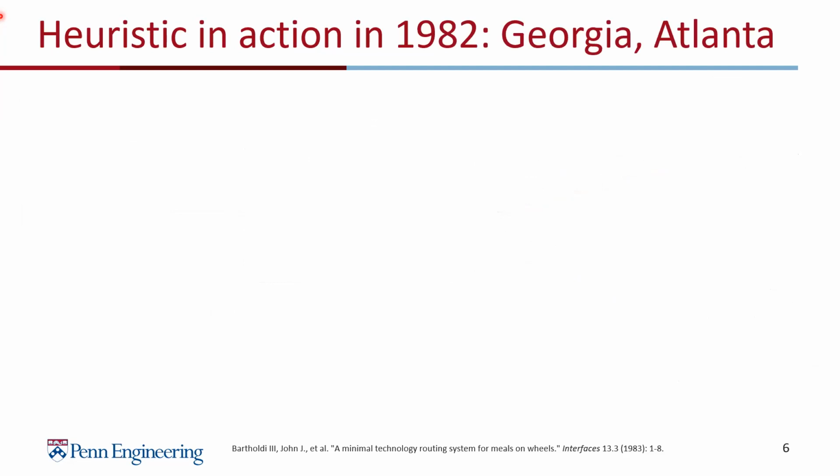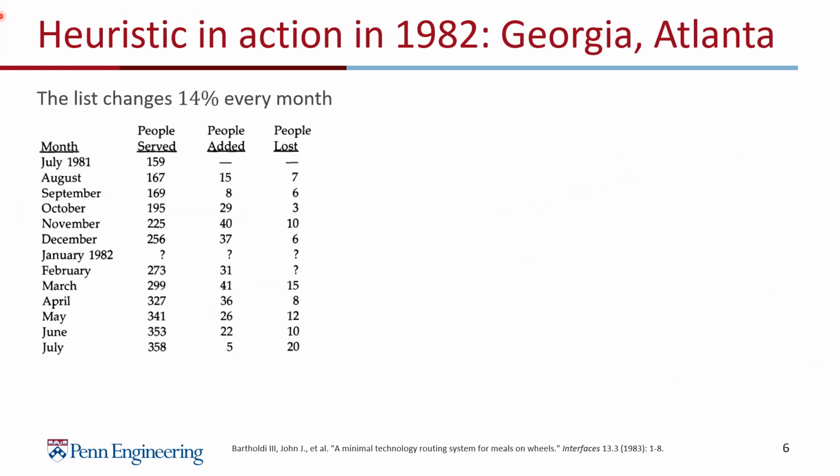So this was actually implemented in 1982 in Atlanta, Georgia, where the non-profit organization Meals on Wheels used this as a routing technique for their drivers. This data is from them, and you can see that the list changes about 14% every month. This is data over a year, for every month, and the number of people they serve keeps changing. So you can't afford to keep spending a lot of time recomputing this stuff.